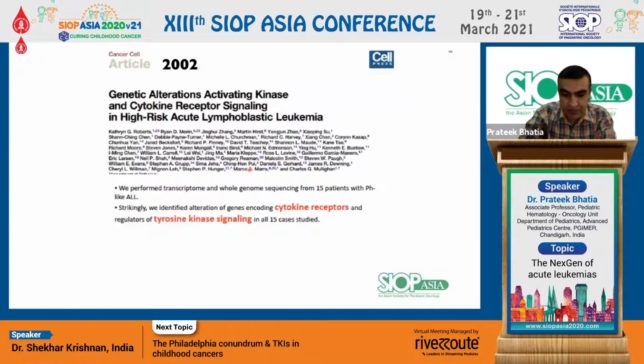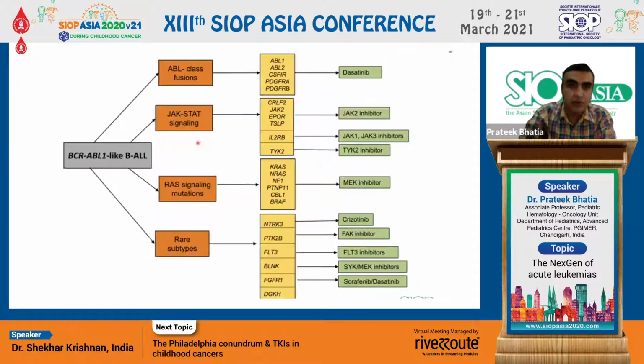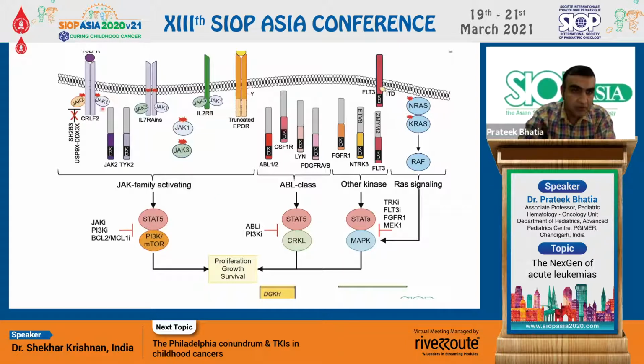Further, the genetic lesions underlying the pH-like group were described in 2002, but they can be broadly classified into these 4 groups. That is ABL class fusions, which involve these lesions; the JAK-STAT signaling pathway abnormalities, which are primarily CRLF2 expression, and JAK2, EPOR and TSLP fusions, as well as mutations; the RAS signaling mutations; and the rare subtypes of tyrosine kinase fusions. And these can be better seen here in this figure.